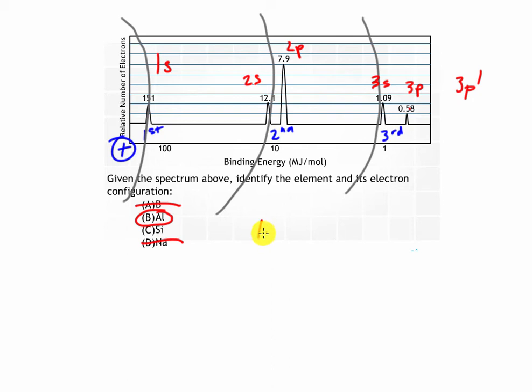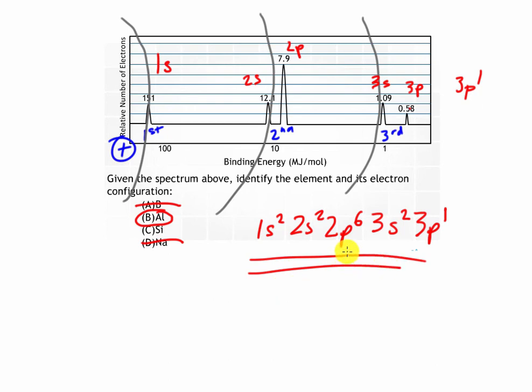Now, if I want to draw the configuration, I'm just going to do 1s2, right? Then I'm going to go 2s2, 2p6. Notice that this is 3 times taller than the first 2 peaks. 3s2, again, that matches those other 2 s's. And then I end on a 3p1, and that would be my configuration for this.